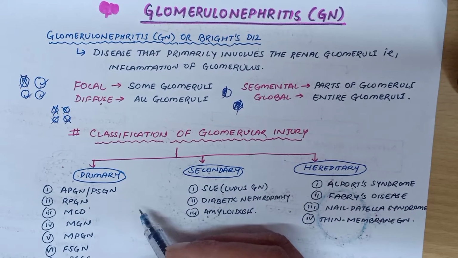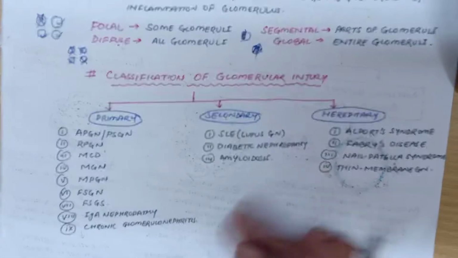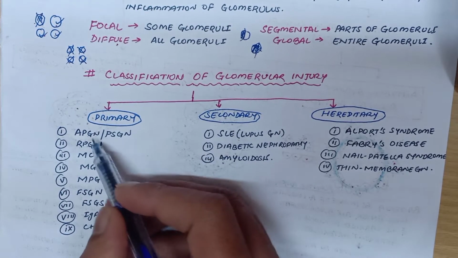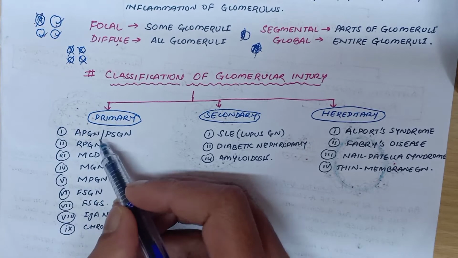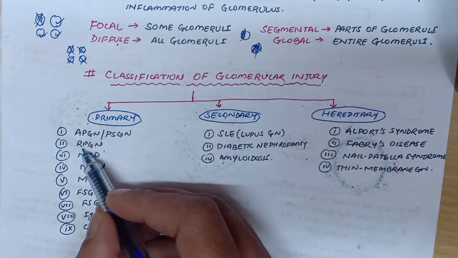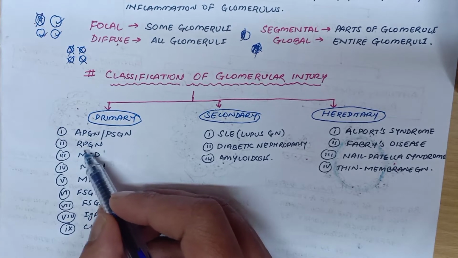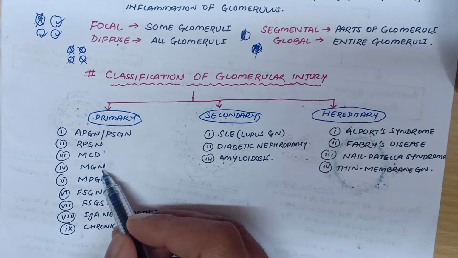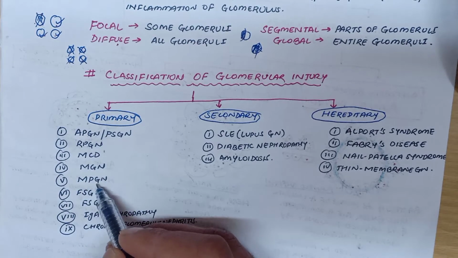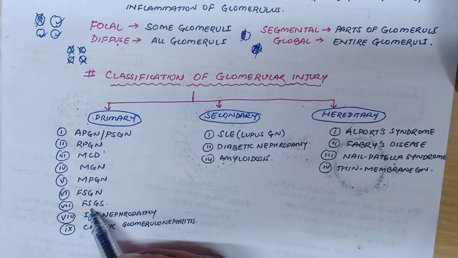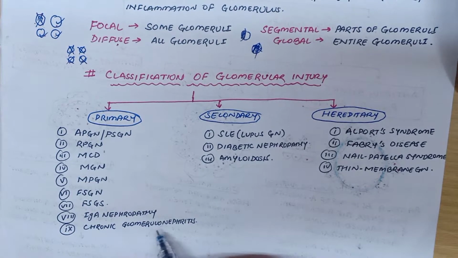Now coming to the classification of glomerular injury, it is broadly divided into primary, secondary and hereditary. We'll talk about the important ones. In primary glomerulonephritis, it consists of acute proliferative glomerulonephritis, also known as post-streptococcal glomerulonephritis, rapidly progressive glomerulonephritis, minimal change disease, membranous glomerulonephritis, membranoproliferative glomerulonephritis, focal segmental glomerulosclerosis, IgA nephropathy and chronic glomerulonephritis.